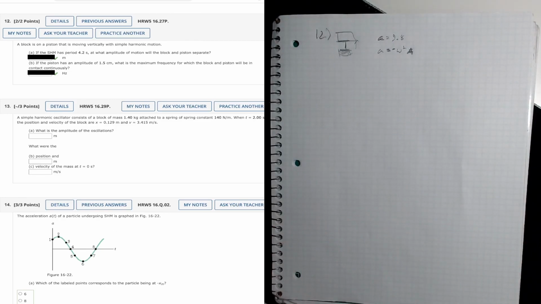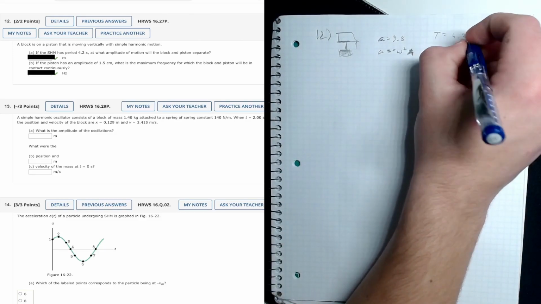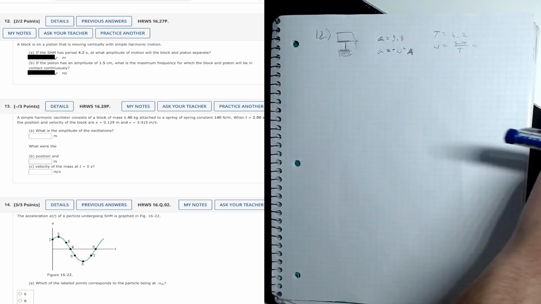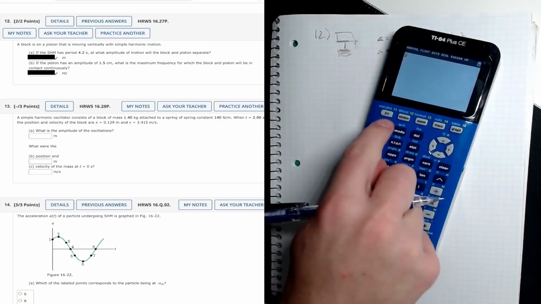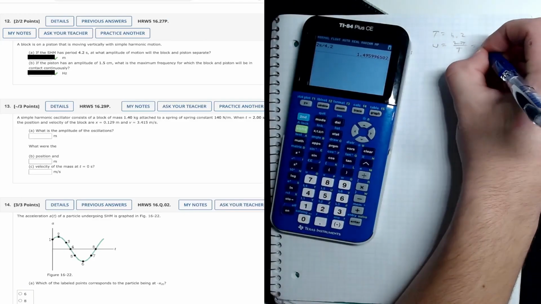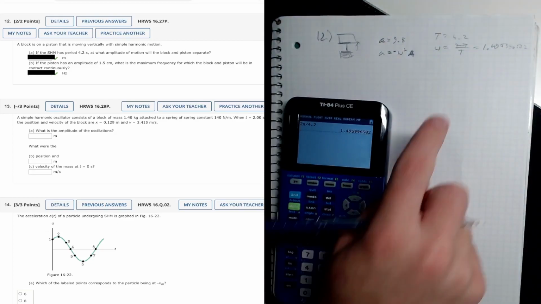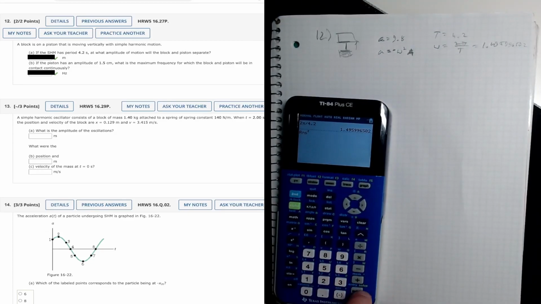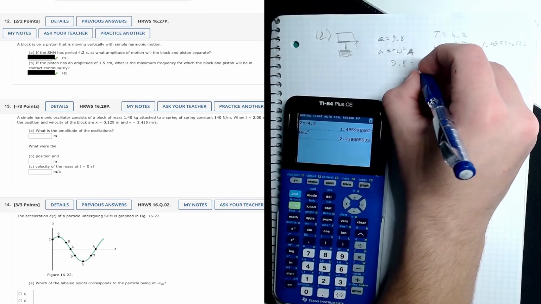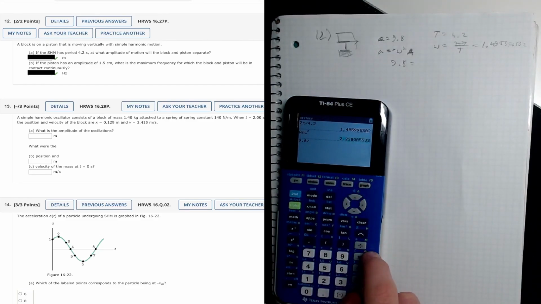Amplitude, in this case, we're given the period. T equals 4.2. We know that w equals 2 pi over T, which then equals 2 pi over 4.2. 2 pi by 4.2 is 1.495996502. Put that into our equation. Squared that. 9.8 meters per second squared equals that. So divide 9.8 by that.